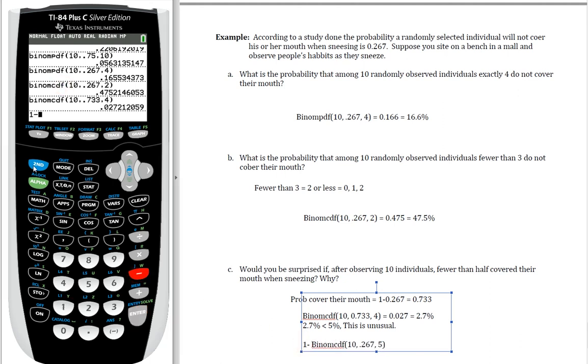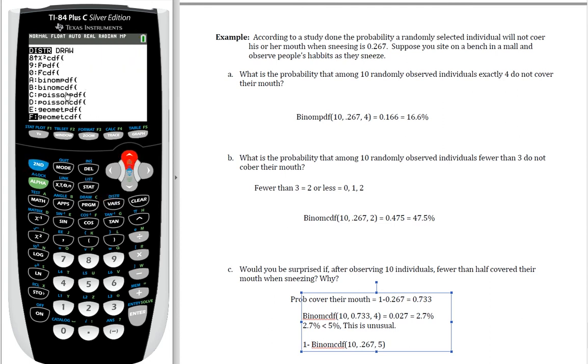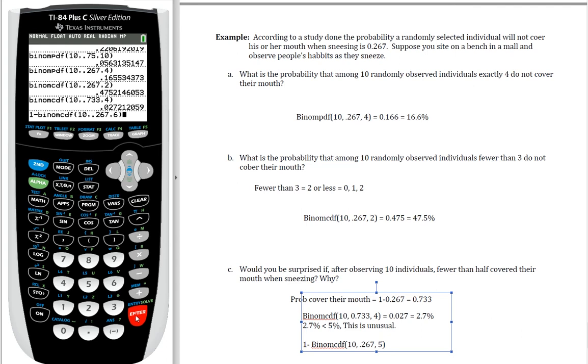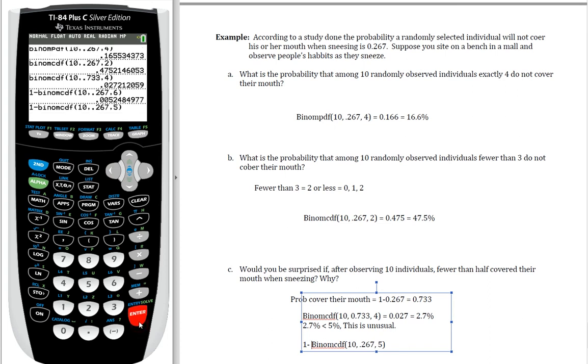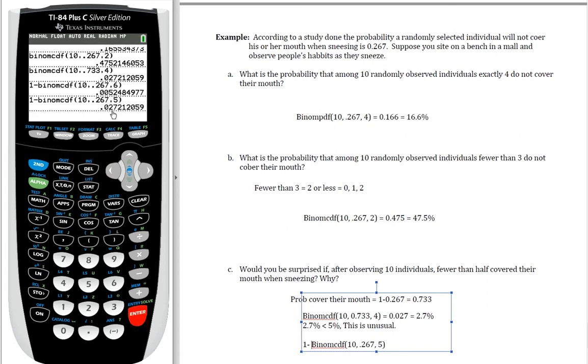If I do 1 minus Binomcdf of 10, 0.267, and up to 6, should get approximately the same thing. Oh wait, no, up to 5. What am I doing? Should get up to 5, and there we go, 0.027. So this also gives you 0.027, or 2.7%.